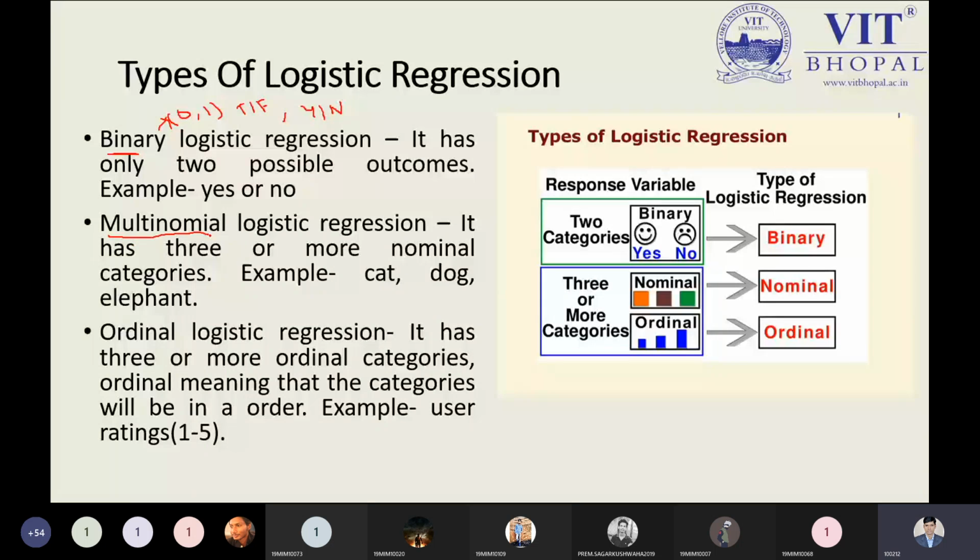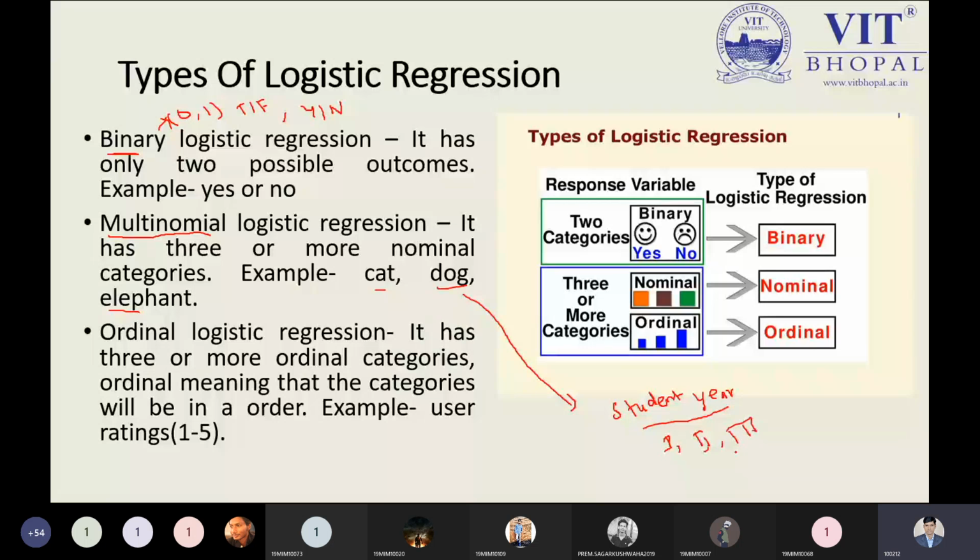Multinomial logistic regression is used when we have more than two possible outcomes, just like the category of animals: we have cat, dog, or elephant. Let me take another example so you can understand. Suppose I need to filter students by the year they belong to, the year in which they are studying. I can easily classify them into three points: first year, second year, and third year.